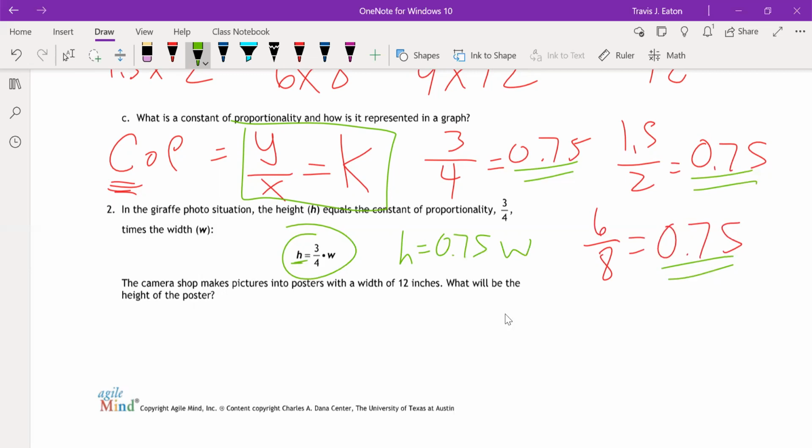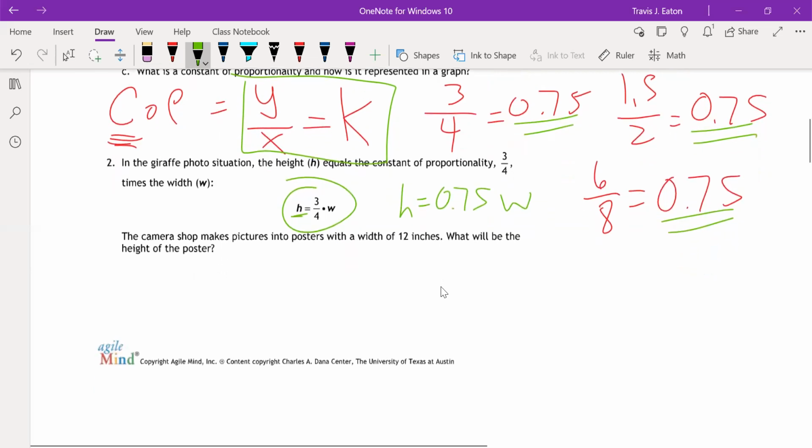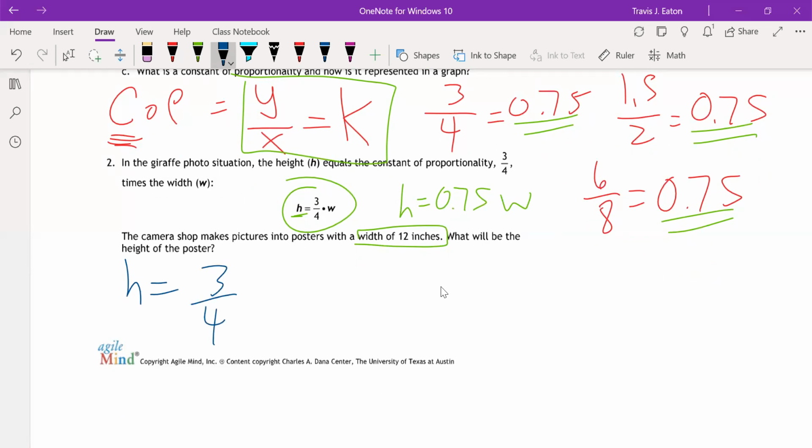Moving on here, the camera shop makes pictures into posters with a width of 12 inches. So what will the height of the poster be? Well, again, like they said, the height is equal to 3/4 times the width. We know what the width is. It's 12. So the height is going to equal 3/4 times 12.